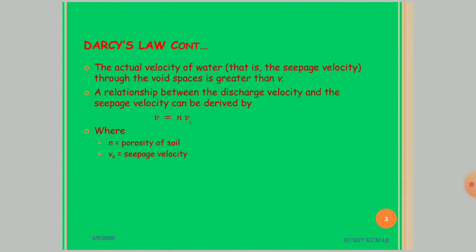The actual velocity of water through the void spaces, that is seepage velocity, is greater than the discharge velocity. A relationship between the discharge velocity and the seepage velocity can be expressed as V is equal to N into Vs, where N is the porosity of soil and Vs is the seepage velocity.